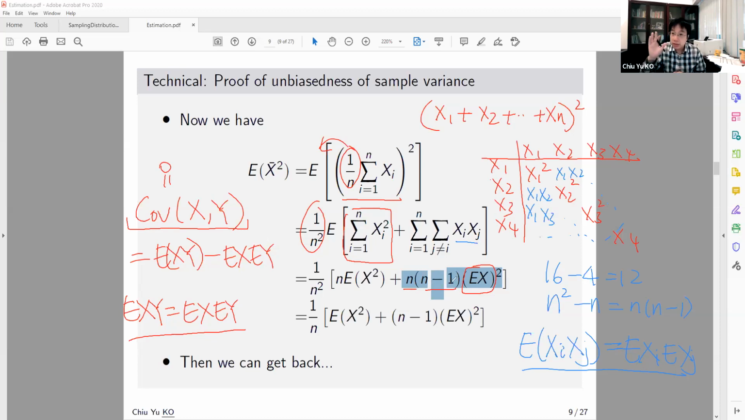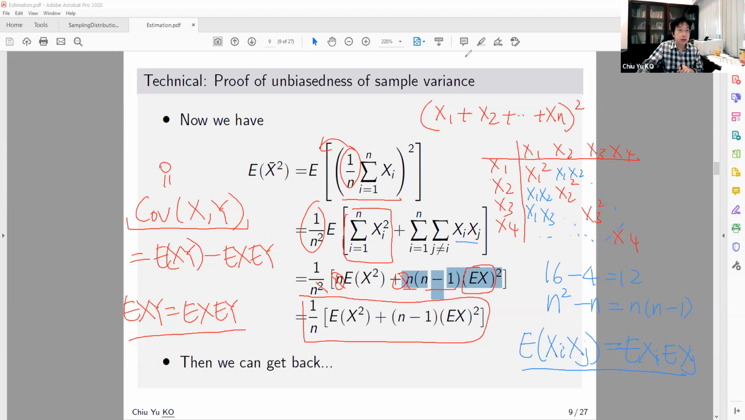Then n comes out and cancels, so that is why you are left with this. Is that okay from this onward? Or do you still have a question? Okay. Another question is about plugging in the SD formula on page 8. Is that correct?